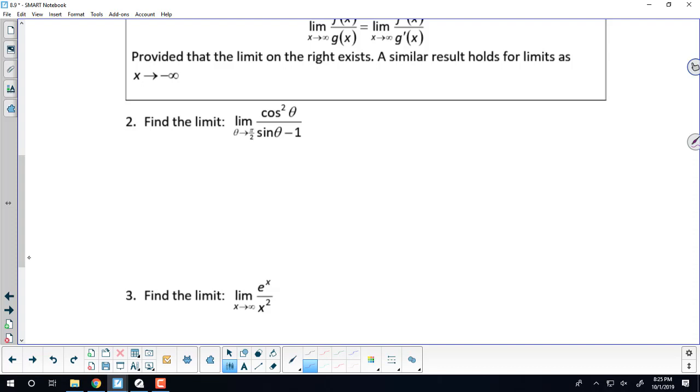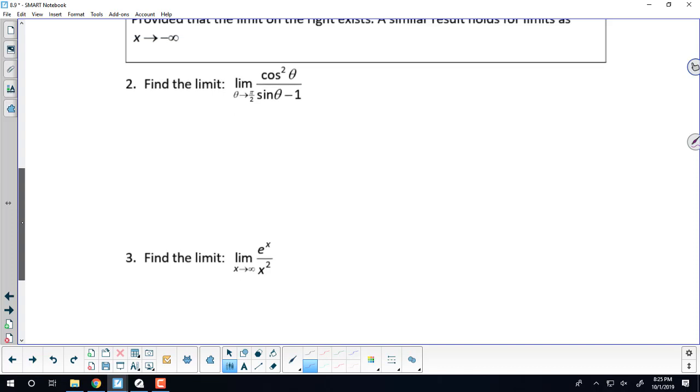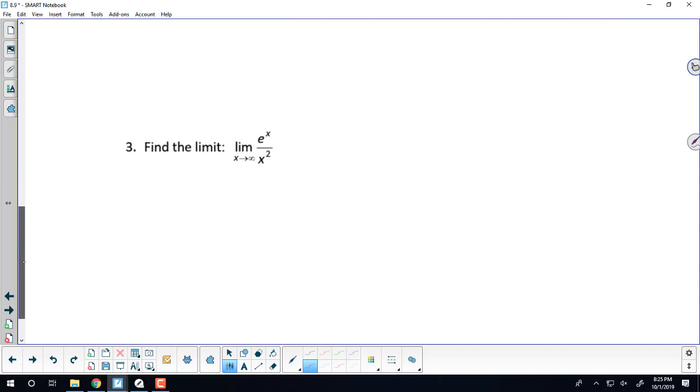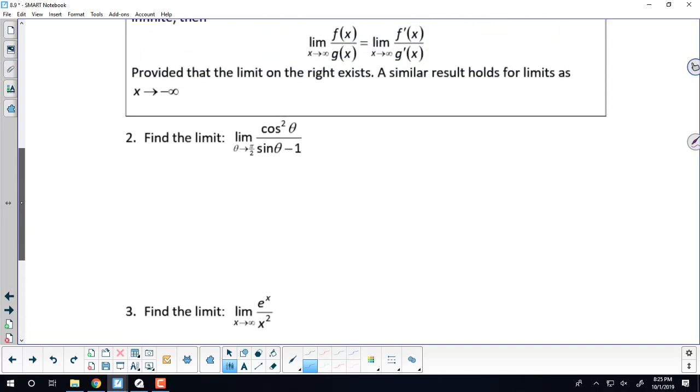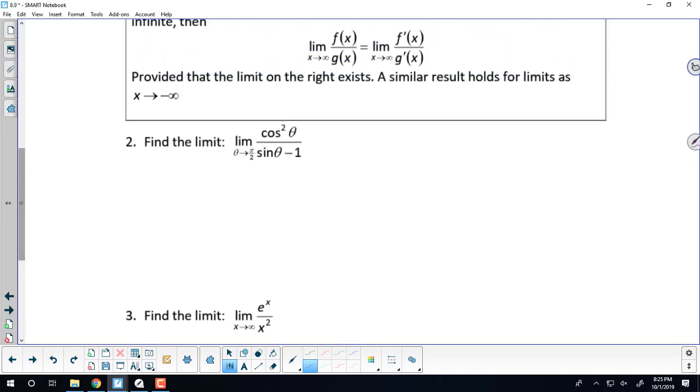If you also remember with L'Hopital's, there were those related indeterminate forms, right? There was 0 times infinity, there was infinity minus infinity, and there were those powers: 1 to the infinity, 0 to the 0, and infinity to the 0. We actually have a couple of examples here.